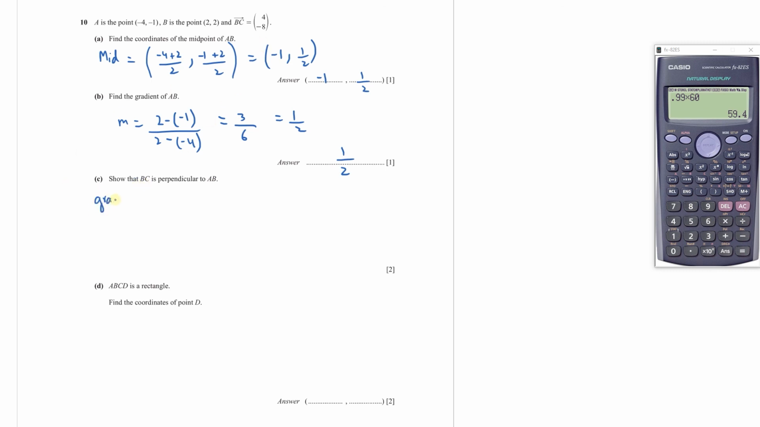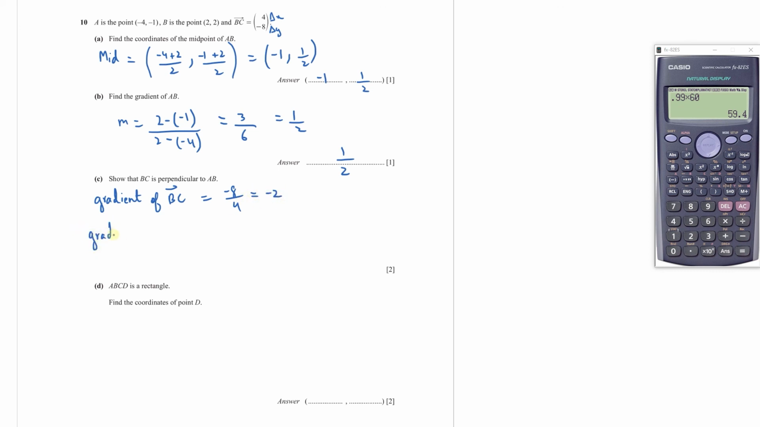So gradient of BC. You know the column vector BC, so this gives you the change. This is delta Y and this is delta X. So your gradient is delta Y over delta X, which is -8 over 4. So this will be -2.